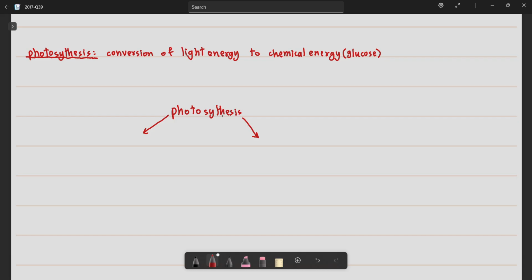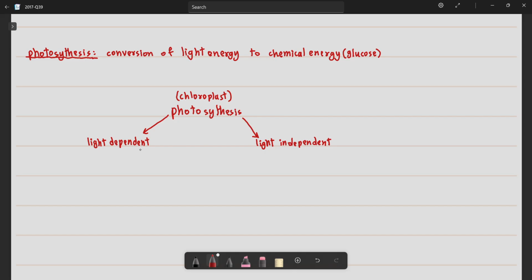So first of all, we must know that photosynthesis primarily occurs in the chloroplast, which is the organelle. Okay, so as I mentioned, photosynthesis is divided into two parts. The first part is light dependent reaction, and the other one is light independent reaction.